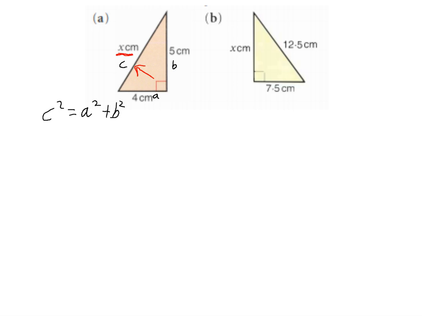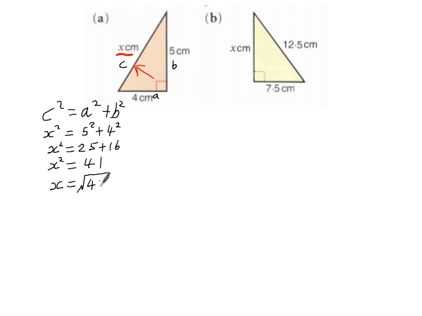Okay, so let's substitute in. So c is x, so that is x squared equals 5 squared plus 4 squared. So that's 25 plus 16 equals 41. Now remember, at this point we have still been working out what x squared is. So this line equals x squared, this line equals x squared. But we need to work out what x is, not x squared. So we have to take the square root.